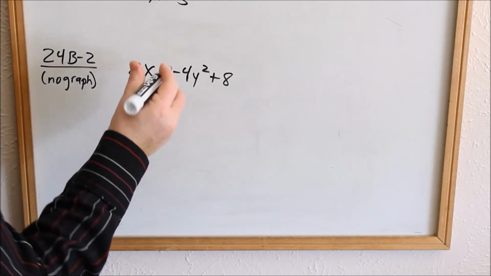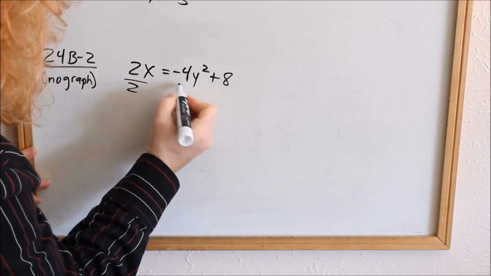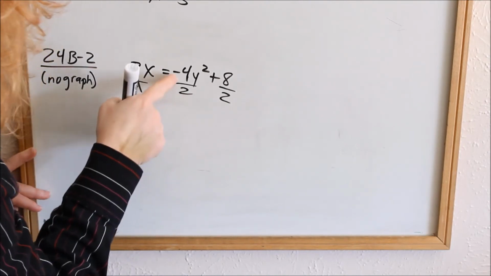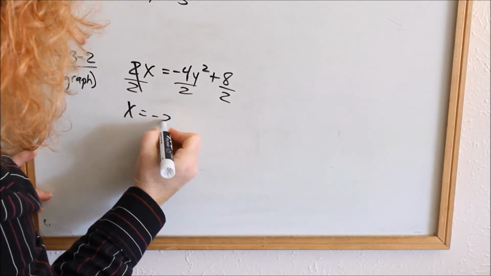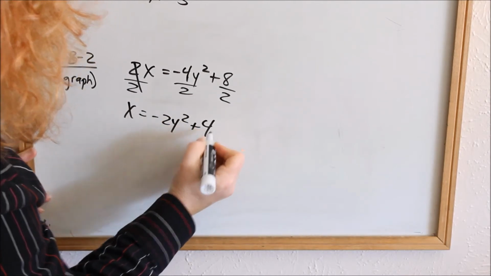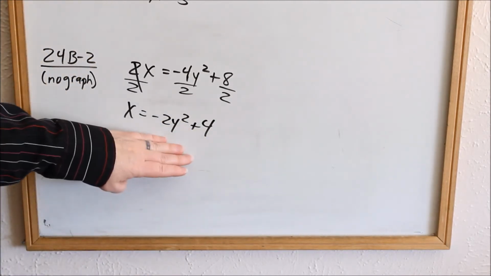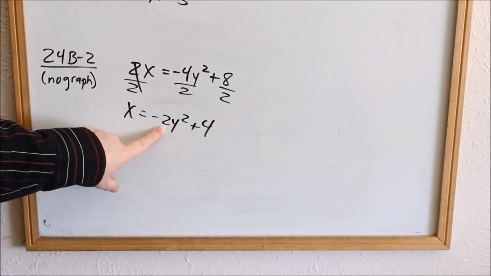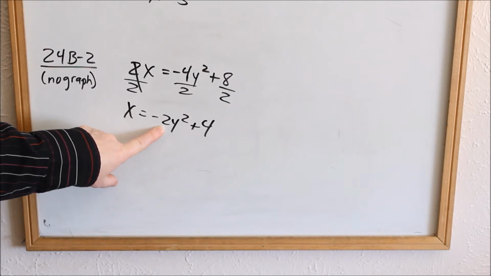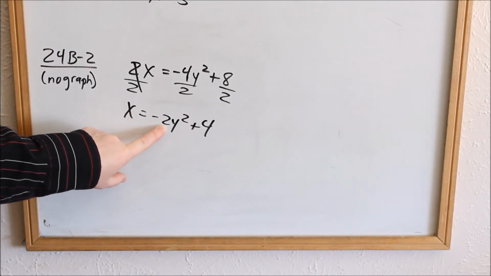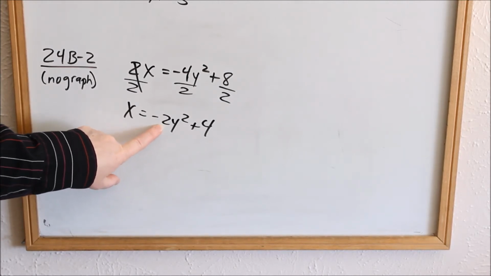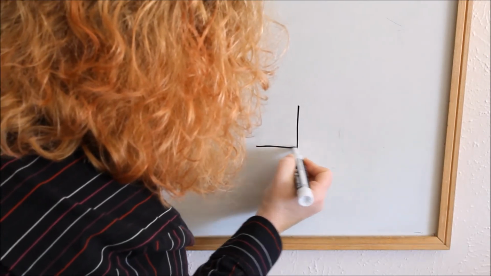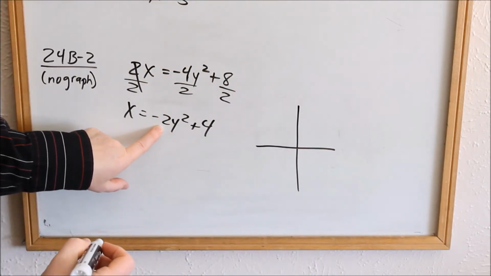So I need to get rid of the 2. So I need to divide by 2, which means I divide everything by 2. So it would be x equals, a negative divided by a positive is a negative, negative 2y squared plus 4. Okay, now it is in general form. Now I can look at this coefficient. It's negative, so it's going to face the left. When you have a right-left parabola and this coefficient is negative, it's going to face the left. And it's a 2 coefficient, so it's going to be a little bit narrower.